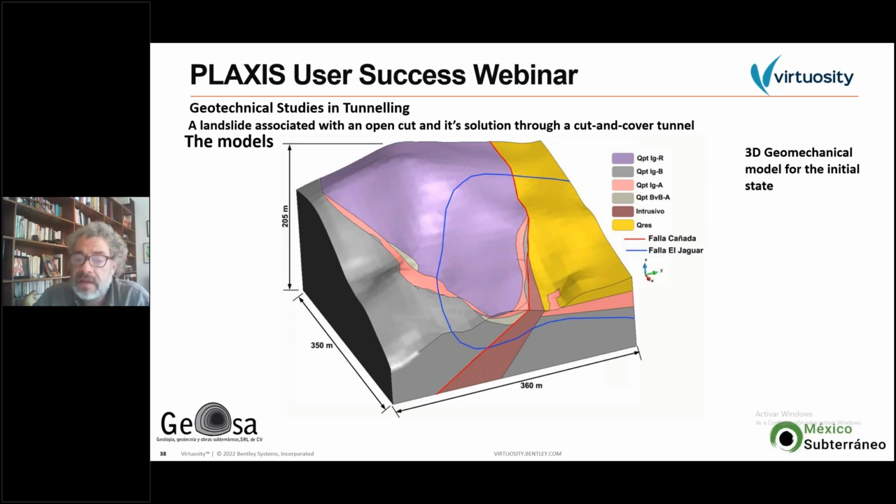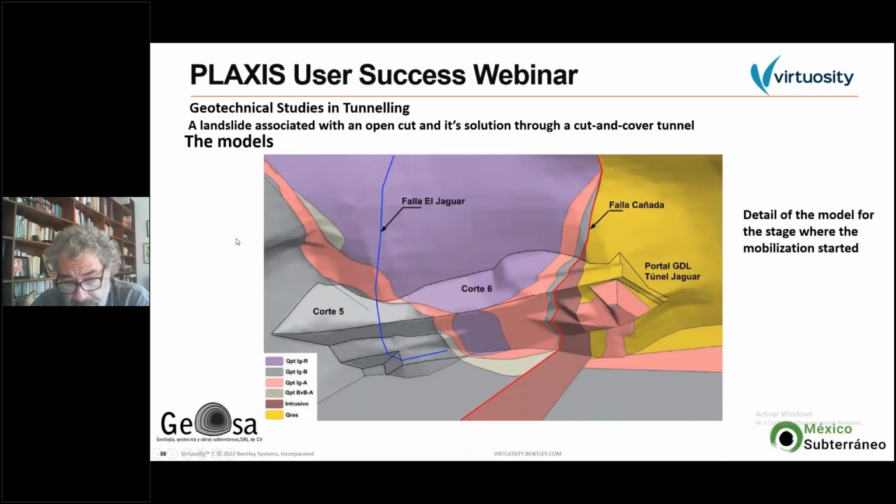There you can see the main Jaguar fault and the other main Cañada fault. And this is the model after beginning the excavations, of course. And in the next slide, you can see the dimensions of the model are quite big, more than 300 meters wide and more than 200 meters high. And this is a detail of the model when the problem started. It was already excavated, as you can see. The tunnel was not there yet, but some of the excavations were already done up to this level.